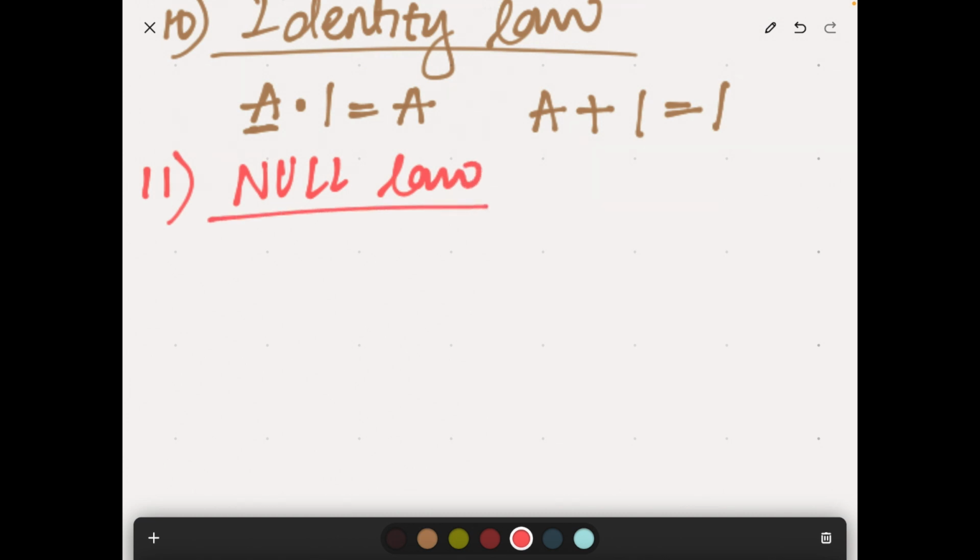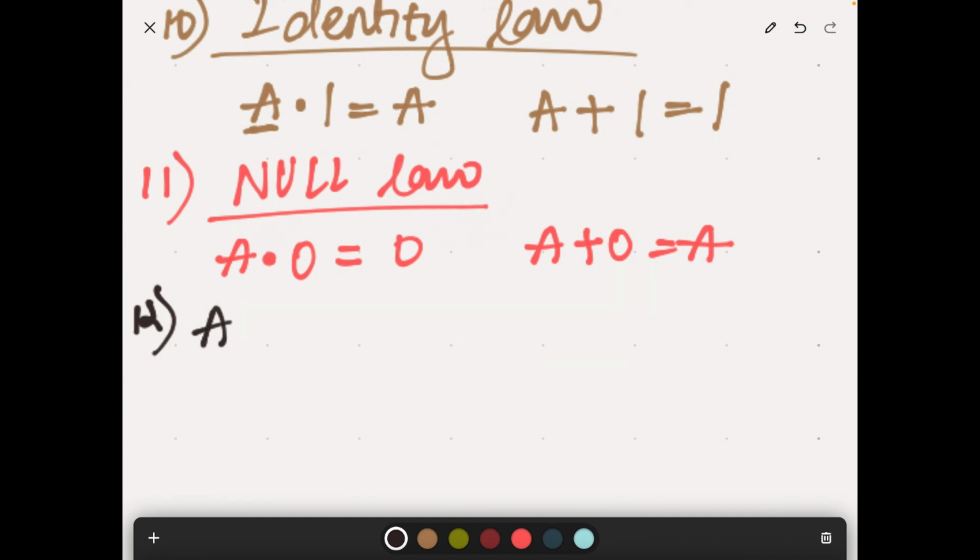Now we move on to the 11th law, which is the null law. Here what we say is, if you AND A with 0 you get 0, but if you OR A with 0 you get A. Alright, let's move on to the next one, the 12th one. The 12th one is again very important. This is your absorption law.